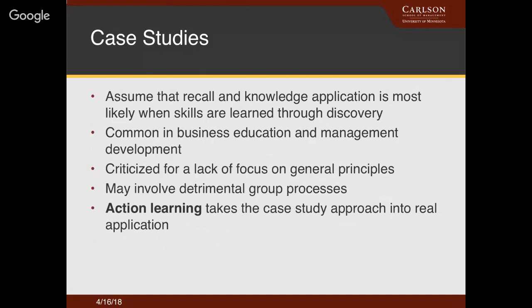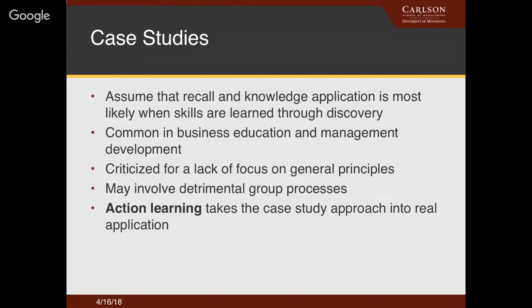So case studies may deal with real cases that organizations have faced, or they may deal with hypothetical scenarios that are set up for people to solve. So again, you're very familiar with these. You know, the Carlson School has a case competition, and this is very common for people to do these as a sort of group work in the classroom environment, but also in managerial development, they're commonly used.